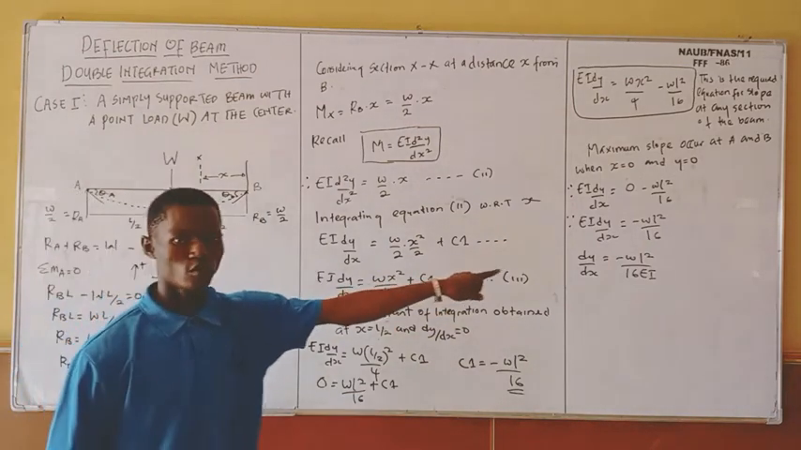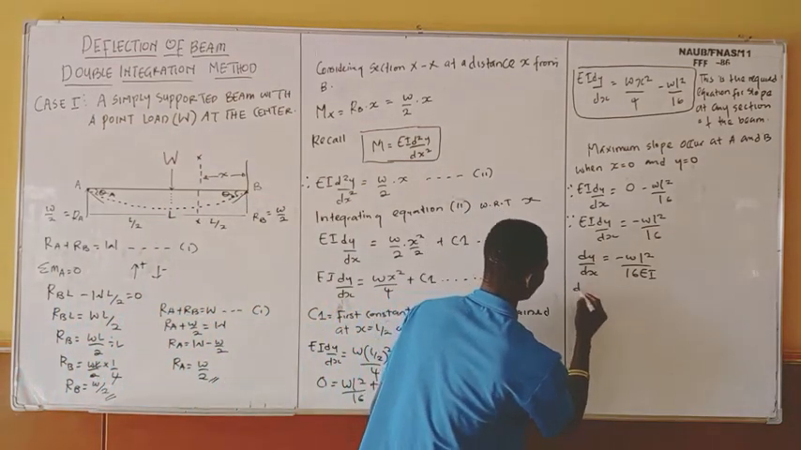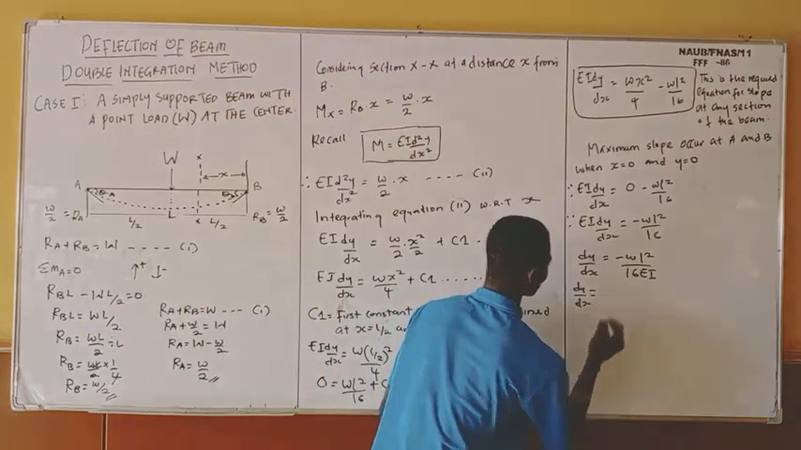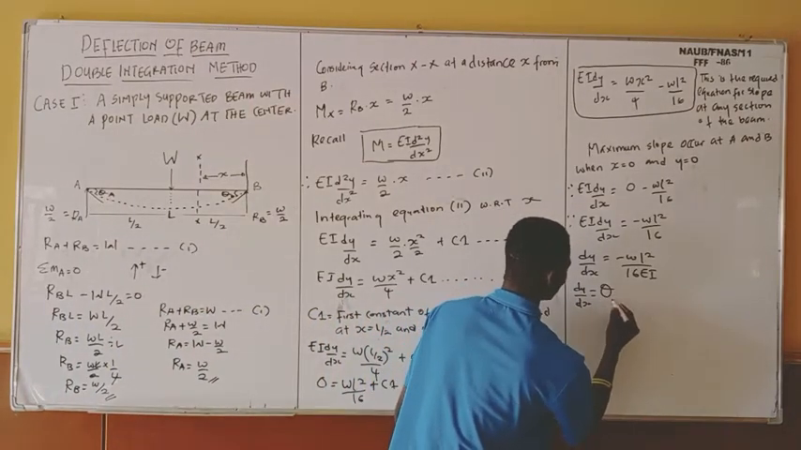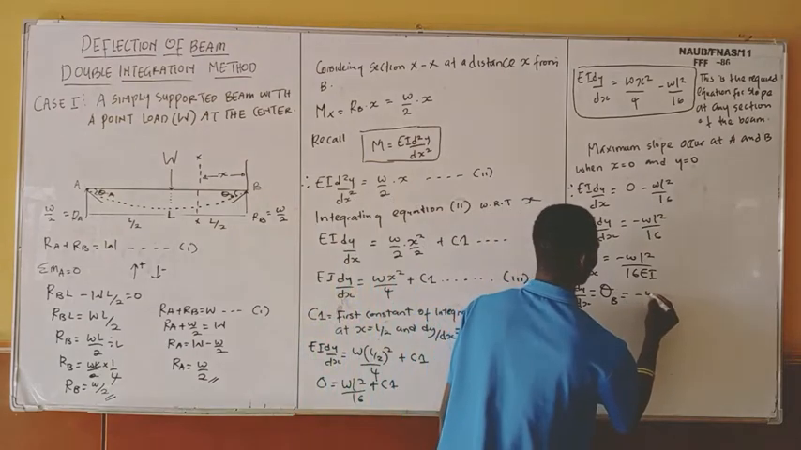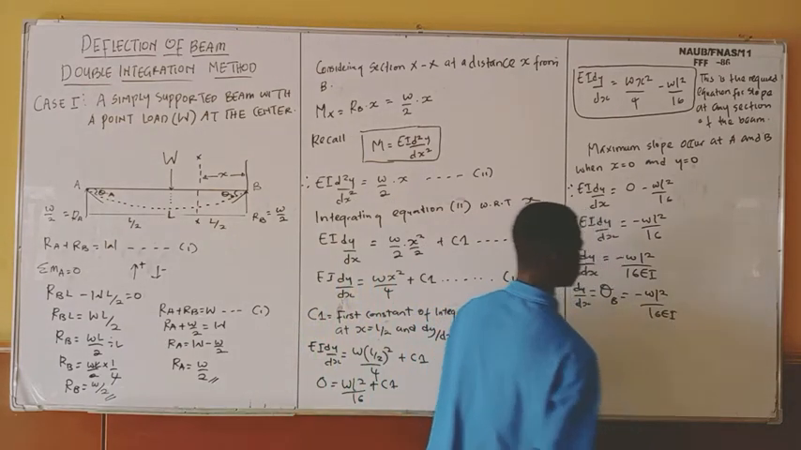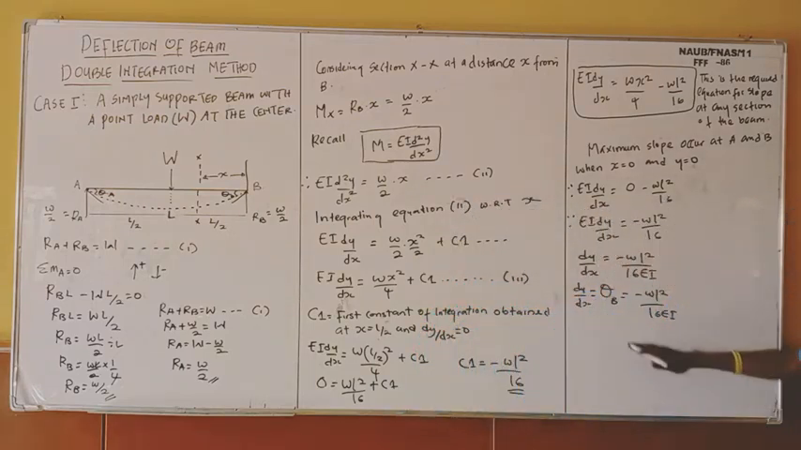So this one is from B. Assuming my dy/dx equals, let me do it like this, from B, you understand that I'm going to have negative WL square over 16EI. So now, in this case, this is from B.